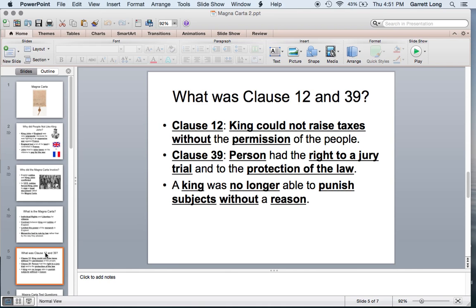So now even criminals are going to be given certain liberties or rights. A king was no longer able to punish subjects without reason. Before, if a king or a monarch didn't like you, they could throw you in jail or have you executed for no reason, and there's nothing you could do about that. No more. A king or a monarch could no longer do that, and he could no longer punish his subjects without a reason or a cause.